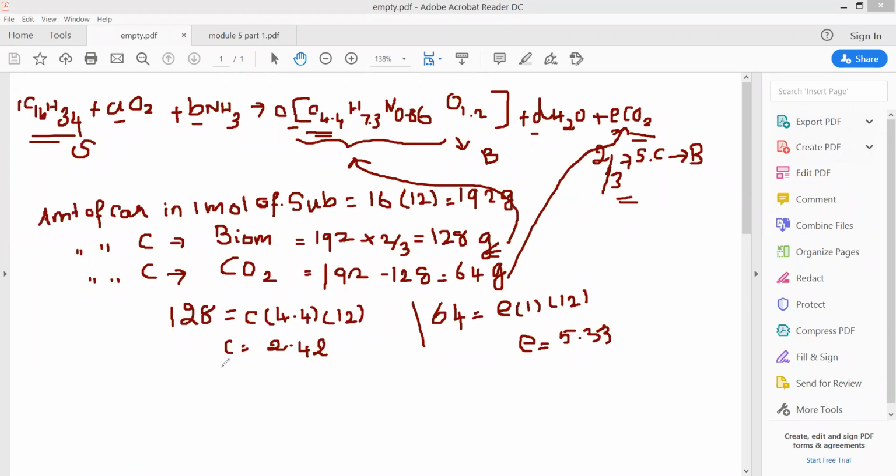We have found one stoichiometric coefficient, that is C. And the next is 64 is equal to E into 1 into 12, that is E is equal to 5.33. So now the carbon balance is almost done. Now let us start with the nitrogen balance, as I have taught you. So now we have to go for the nitrogen balance.